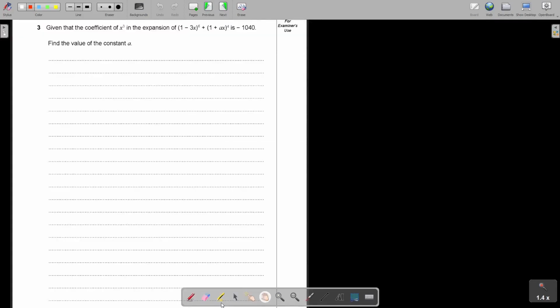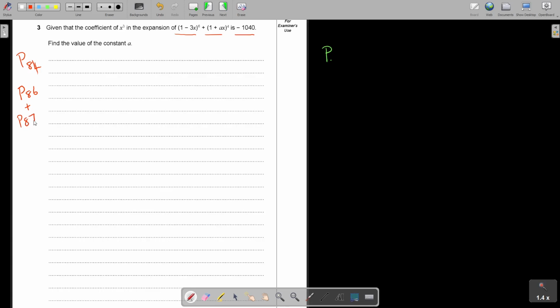Question number 3. Given that the coefficient of x cubed in the expansion of, and then they give you this plus this, is negative 1040. Find the value of the constant a. Okay, this is the binomial theorem. That will be chapter 2 in my AS-Level Mathematics textbook. Page 84, you will find nicely all those formulas. And for the examples, you can look on page 86 plus page 87.